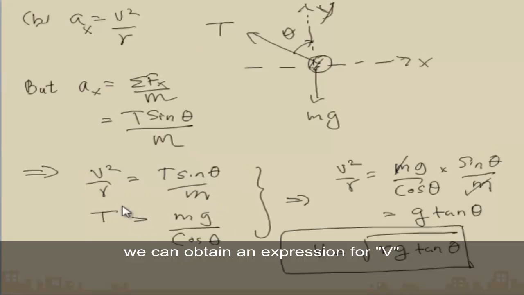But in the previous step, we found T, which is mg over cosine theta. Then I'm going to plug this T into the equation, which gives us v squared over r equals mg over cosine theta times sine theta over m. The m cancels from the equation, and sine theta over cosine theta is tan theta. So v squared over r becomes g tan theta. By solving this equation for v, we get v equals the square root of r g tan theta.